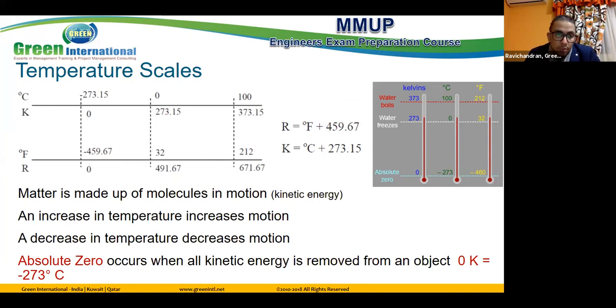The range for Celsius from freezing to boiling is 0 to 100. For Fahrenheit, from 32 to 212. So the range for Celsius is 100 degrees C. For Fahrenheit, the equivalent range is 180. Okay. We can change by calculator from Celsius to Fahrenheit to Kelvin.